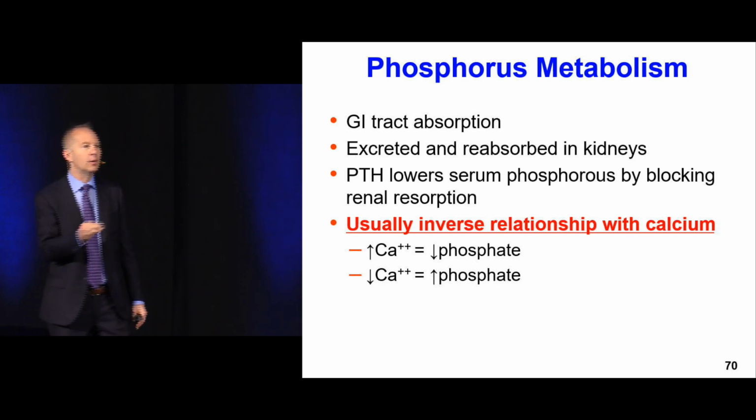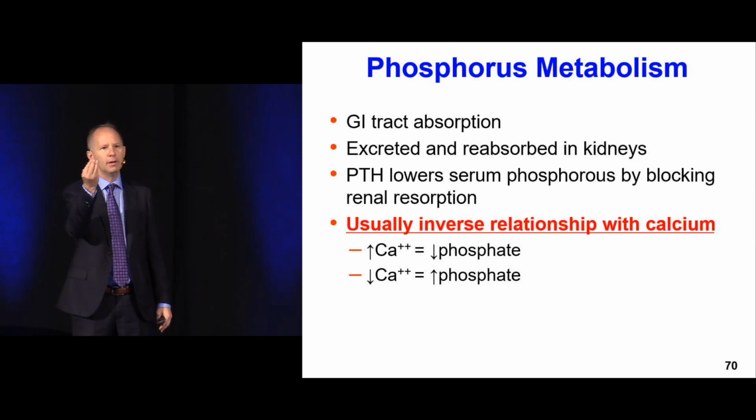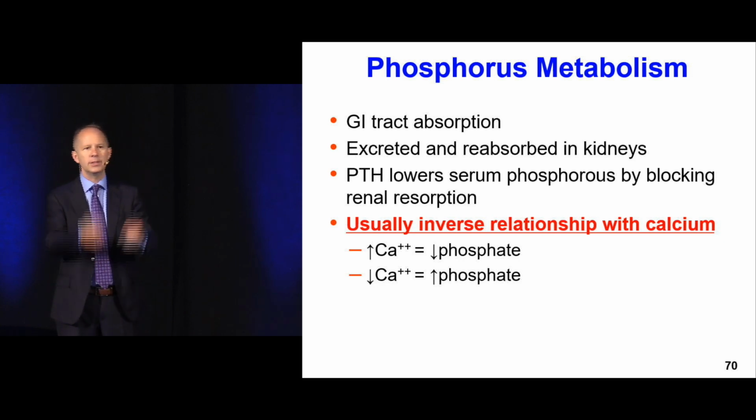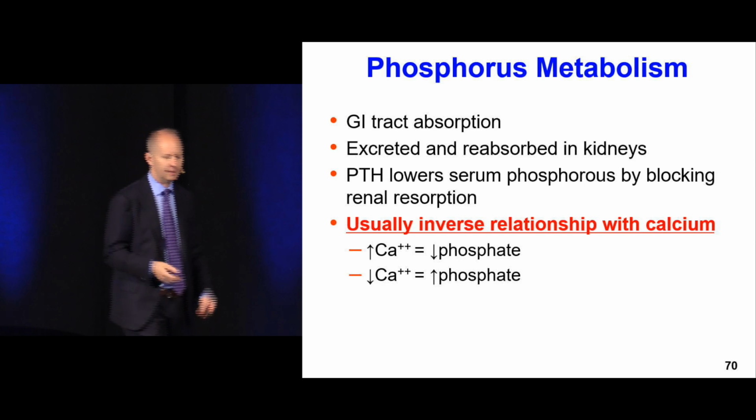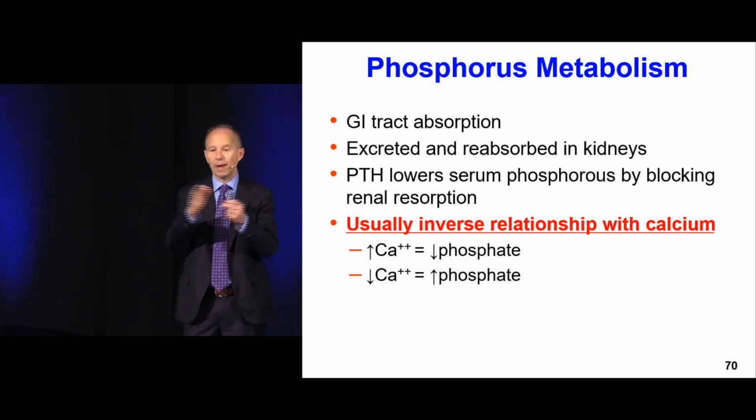Remember, parathyroid hormone makes calcium go up. It makes phosphate go down. So they're always going in the opposite direction if it's under parathyroid hormone control, okay? If all is normal, or at least right with the balance, they're going in opposite directions.